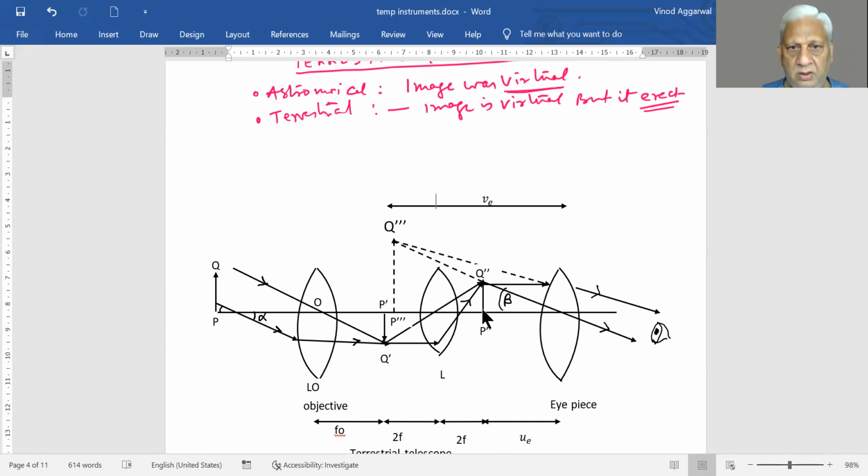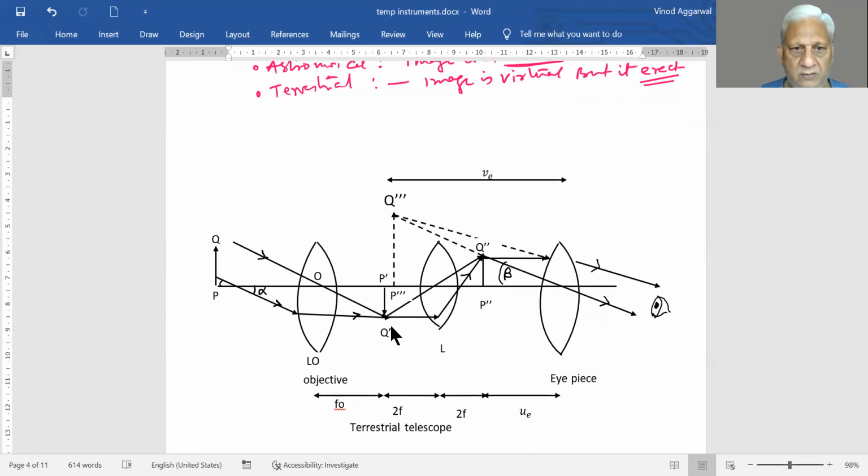Now this second image is used as an object for eyepiece. And if we keep this point P double dash within the focal length of this lens, the image formed will be erect but magnified. So again, this is alpha. This is P dash Q dash, the first image that is formed. P double dash Q double dash is this image, inverted, and final image is Q triple dash P triple dash.